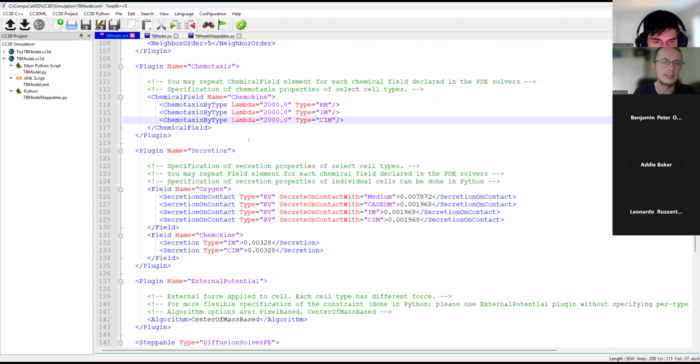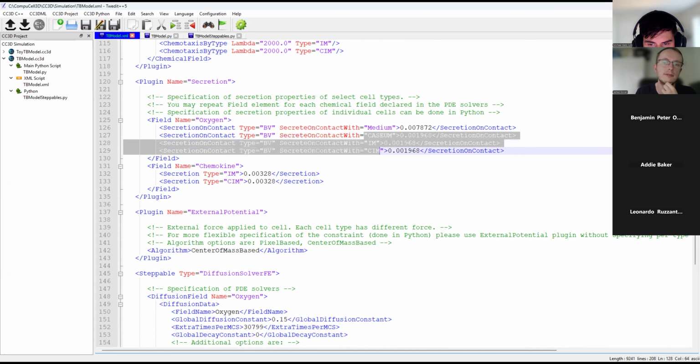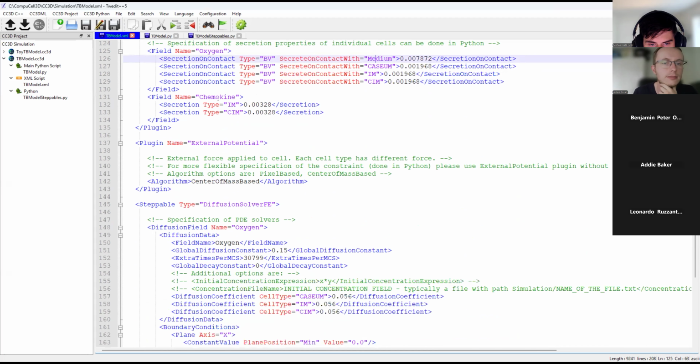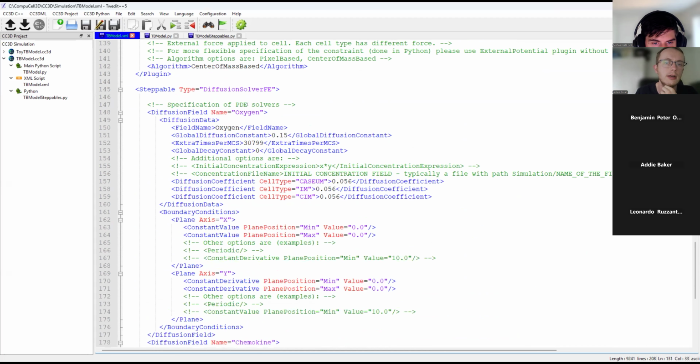The chemotaxis, as discussed in the talk, lambda was set to 2000. We have secretion of oxygen by the blood vessels based on all these different contact rates. They're reduced if they're within a granuloma, so granuloma in this case being defined as any of these 3 cell types. And then chemokine released by the infected and chronically infected macrophages.